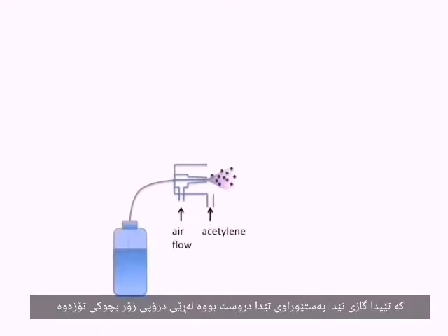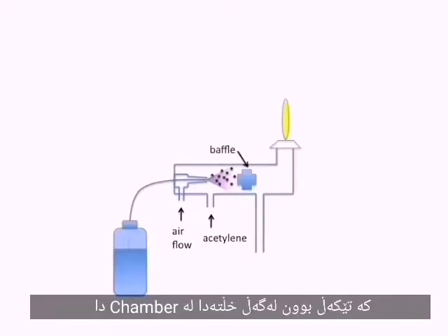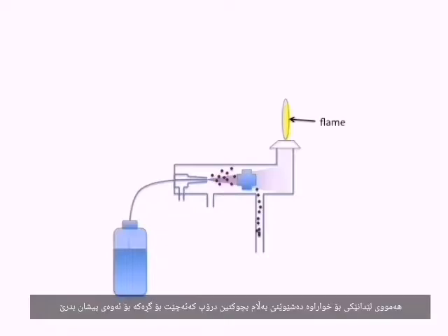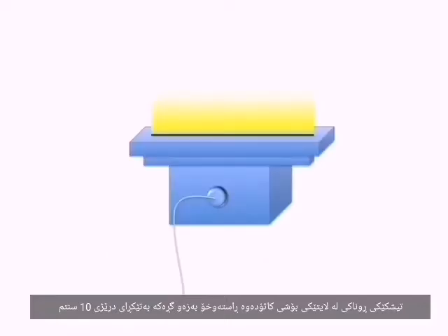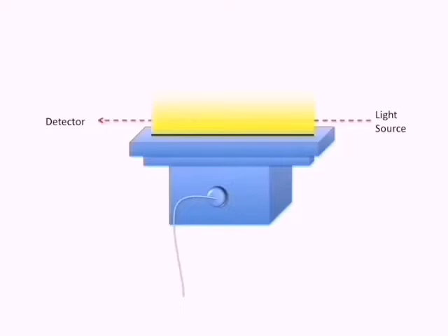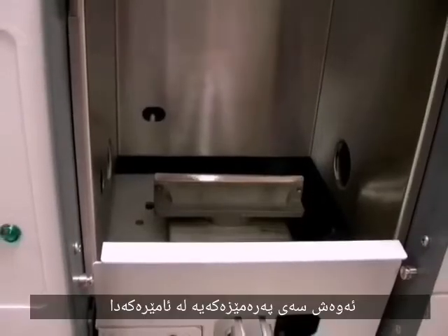Compressed air forms an aerosol of tiny droplets that mix with acetylene in the chamber. A baffle knocks down all but the tiniest droplets, which go into the flame to be detected. A light beam from a hollow cathode lamp is directed through the flame for a total length of 10 centimeters. Here is the burner head in the instrument.